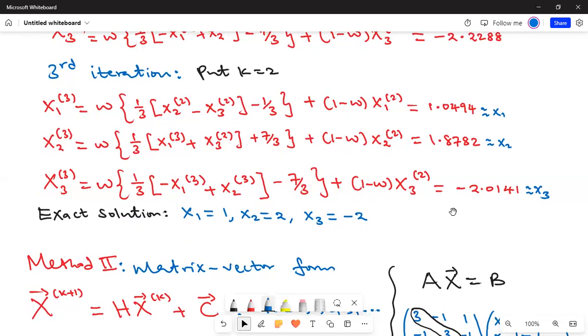When we meet next time, we look at more problems involving solution of linear systems of algebraic equations by the iterative methods. Bye bye.